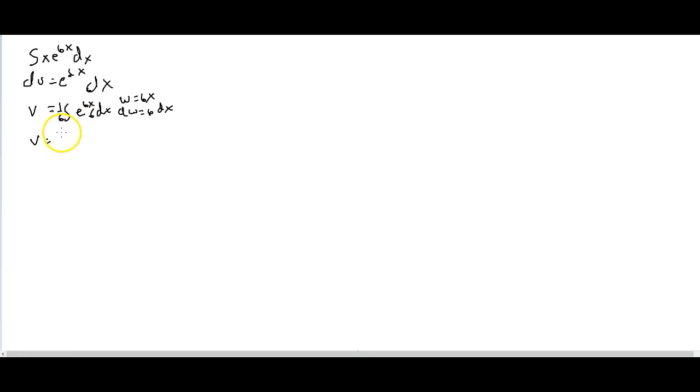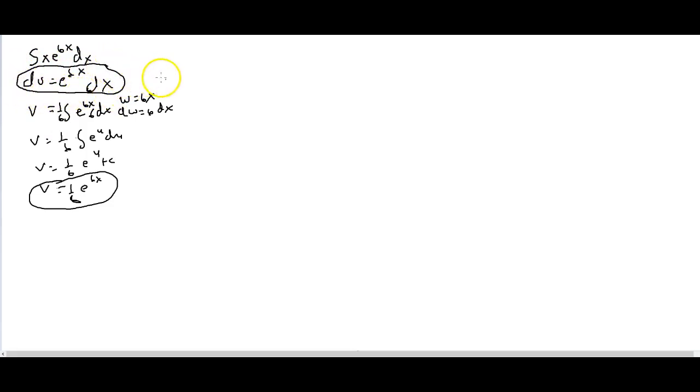So v would therefore equal 1/6, integral of e to the w dw, which is 1/6 e to the w plus c, or v equals 1/6 e to the 6x. Now I'm going to drop the plus c. We're going to need a plus c to solve this thing at the end of the day. Okay, so it's really not that important. But I need this v, because this v is going to be handy to me in just a second. And I need this dv, which I have right here. So those are the two things I need. Remember, I'm going to write uv minus the integral of v du.